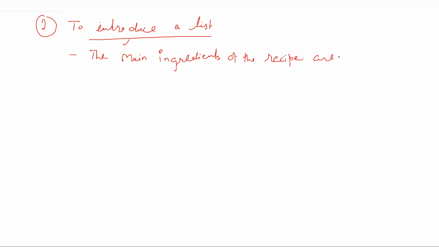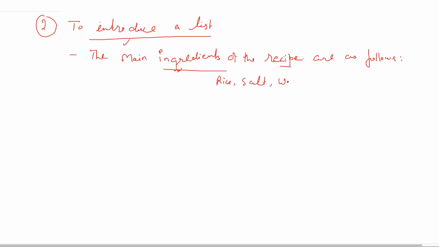The second use of the colon is to introduce a list. When we wish to introduce a list, we can use a colon. For example, the main ingredients of the recipe are as follows, colon. Now we can introduce the list of ingredients like rice, salt, water and edible oil. When we are preparing a recipe and we have to show or introduce a list of what is used for it, we can introduce this list with the help of this colon. The main ingredients of the recipe are as follows: rice, salt, water and edible oil.